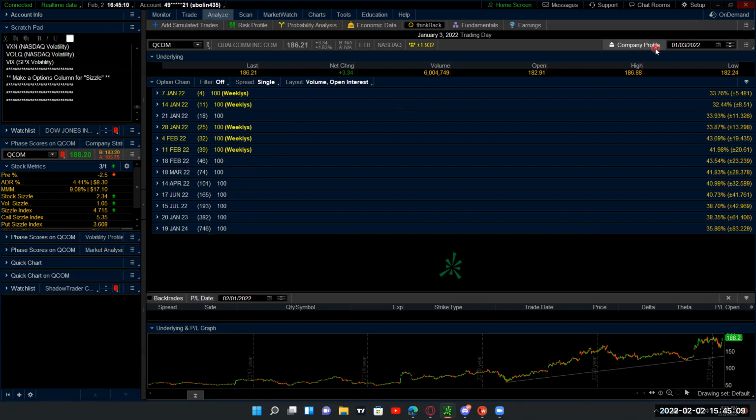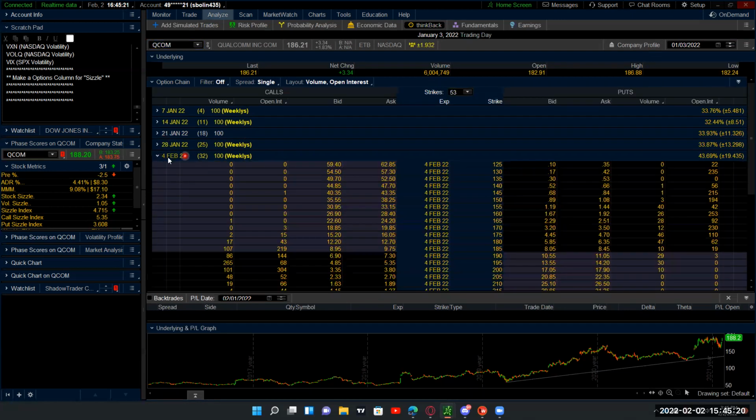Remember the date. As far as these options are concerned, today is January 3rd, 2022. We know earnings is on February 2nd, so we're going to look at the Feb 4 expiration. A $19.43 expected move, and it's got an IV of 43.69.